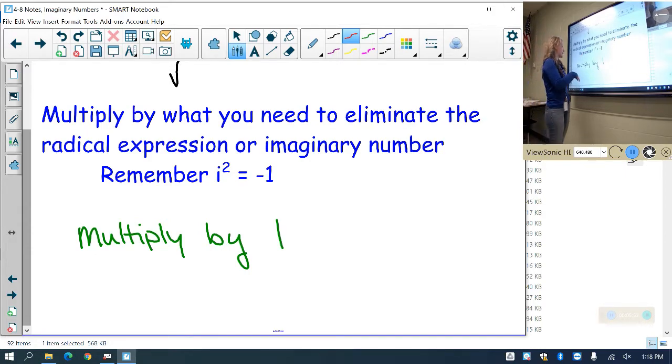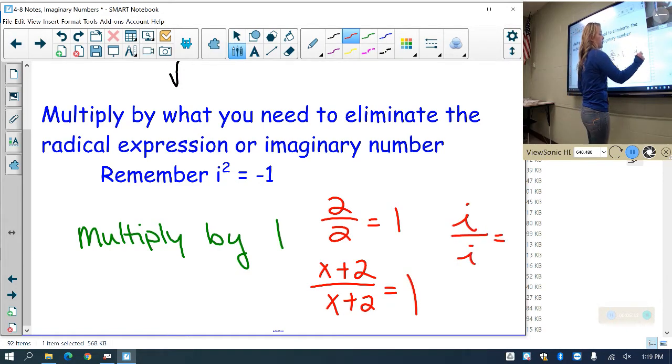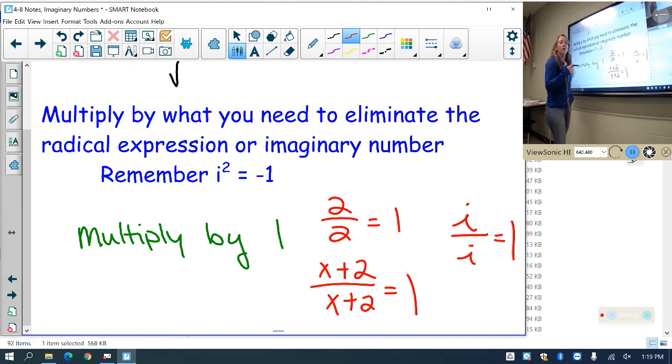Remember, i squared is -1. When you multiply by 1, it doesn't change anything. However, 1 can take a lot of different forms. For example, 2 divided by 2 is actually 1. x plus 2 divided by x plus 2 simplifies to 1. i over i is also 1. So we can manipulate 1 to be a lot of different things. We're going to do that when we're dividing imaginary numbers, to get rid of the i in the denominator.